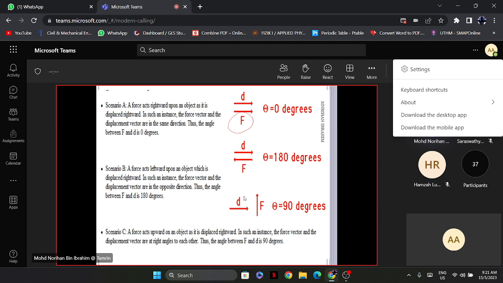So, bila satu ke kanan, satu lagi ke kiri, maka dia akan membentuk sudut sebanyak 180 darjah. Macam ni lah sebenarnya. Here is D, and another one is F, which is directed to the leftward. D directed to the rightward. So, ni akan membentuk sudut 180 degree. Okay, 180 degree.